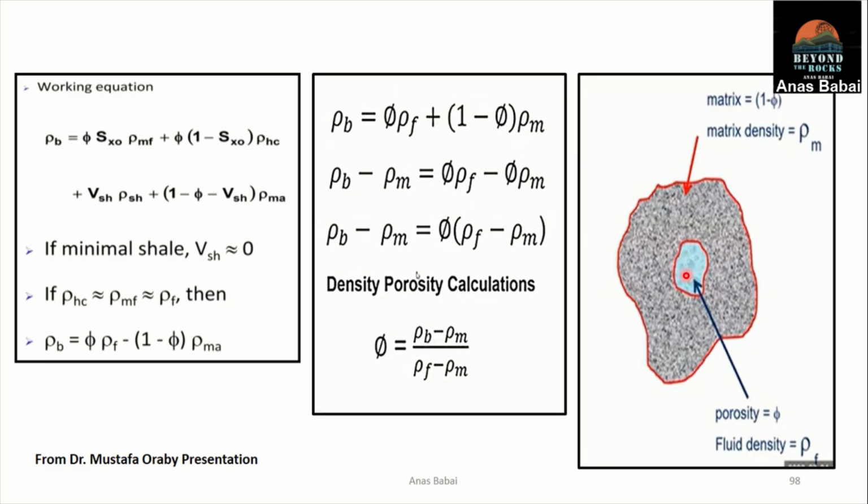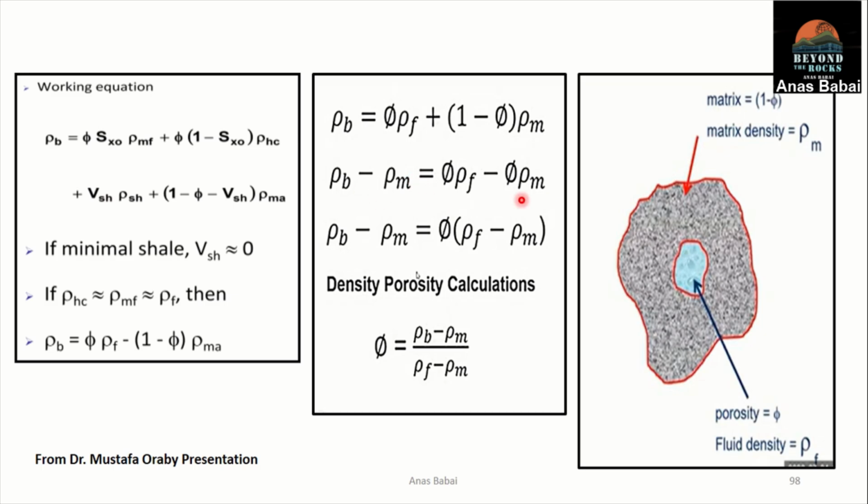As I said, we have either matrix or fluid, and the fluid will occupy only the pore spaces. So the porosity is the volume related to the fluid, and the fluid density is rho fluid. If we take the matrix, the volume of the matrix equals 1, and we subtract the pore spaces, whatever is remaining is the matrix multiplied by rho matrix, which is the density of the matrix.